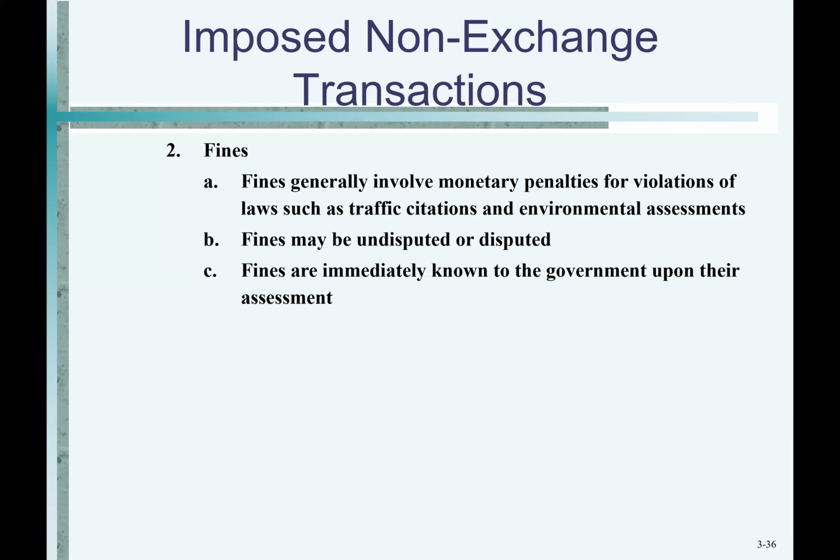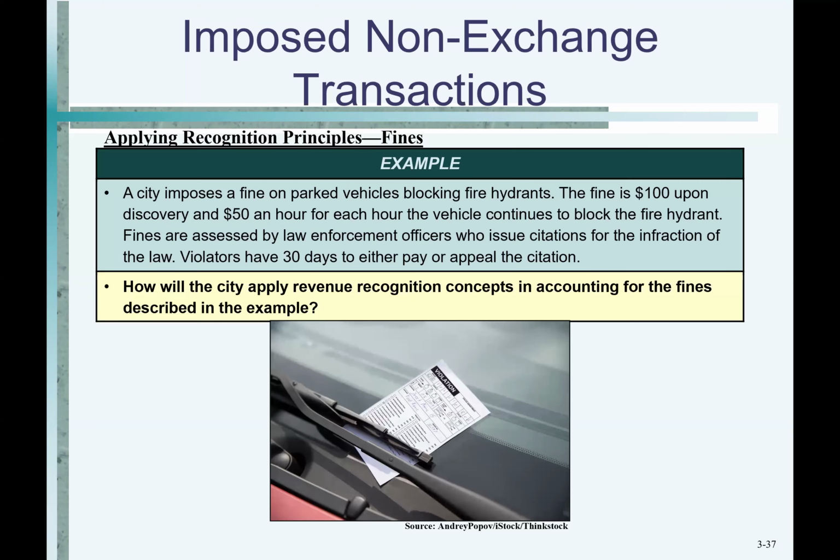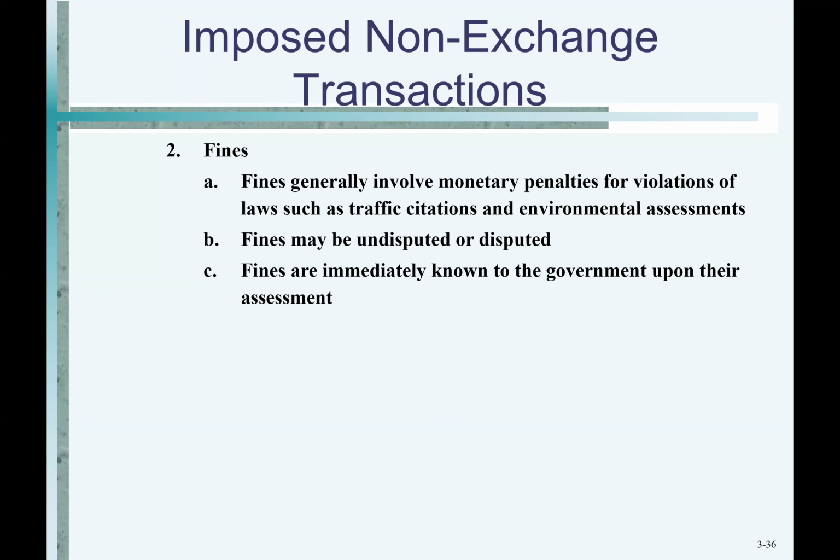Now, with fines, though, maybe you're sitting there saying, I didn't do this. I shouldn't have to pay this fine. If that's the case, if it's disputed, the government will have to wait until it has a legally enforceable claim before it should recognize this revenue. Now, as a practical matter, what most governments do is they go ahead and just recognize fines and penalties when the person pays the fine, because if you pay the fine, that's pretty much an admission of guilt, okay?